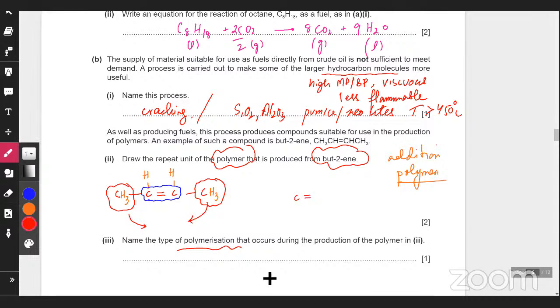So again, I'm going to redraw this. There's an H and another H, and there were CH3s over here. I'm just going to point them downwards instead of drawing them on the right side. And this one also I'm pointing downwards instead of drawing them on the left side.